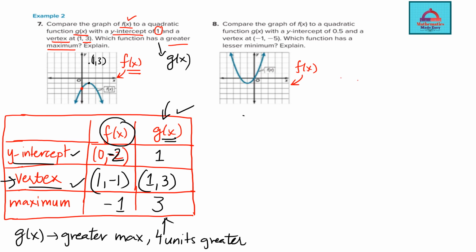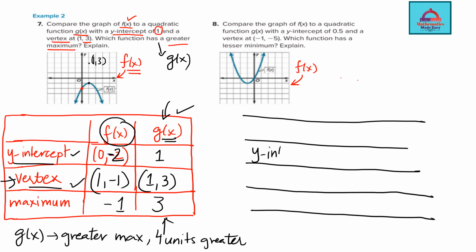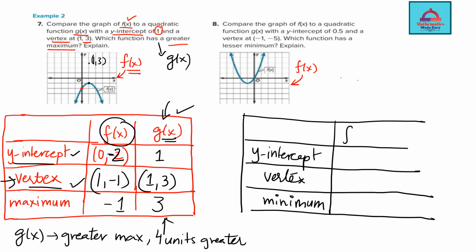Let's follow the same method for this question. We are going to compare them on the basis of y-intercept, vertex, and this time the question is asking for the minimum. So let's write it: y-intercept, vertex, and minimum. Let's complete the table. So we are again comparing two functions: the first function f(x), the second function g(x). Now the first thing you will do is to plug in the values in the table.